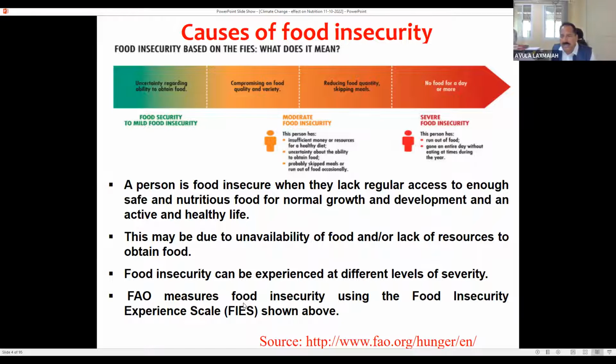Please mute others, please. It is creating a lot of disturbance. Except the speaker, all others, please mute yourselves.